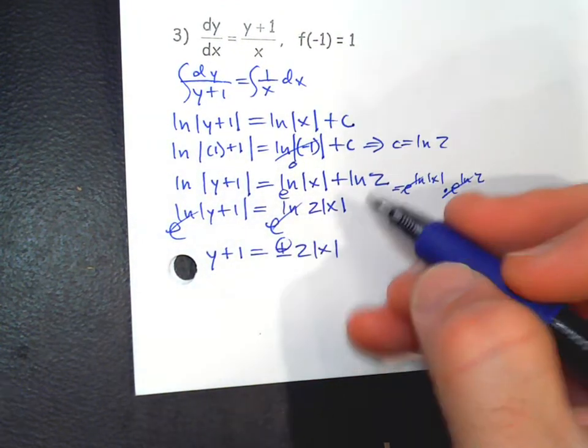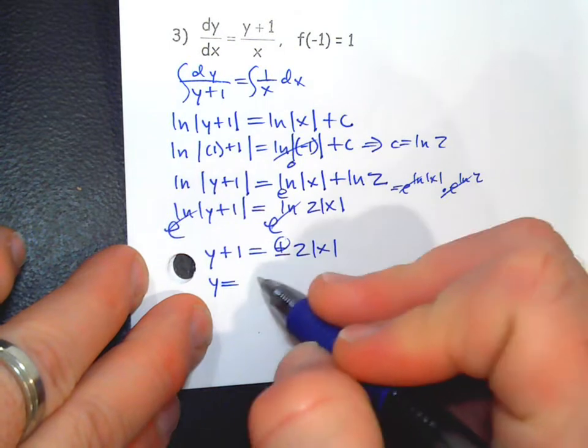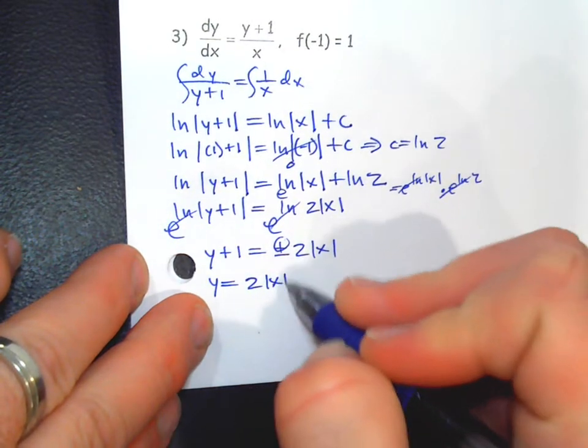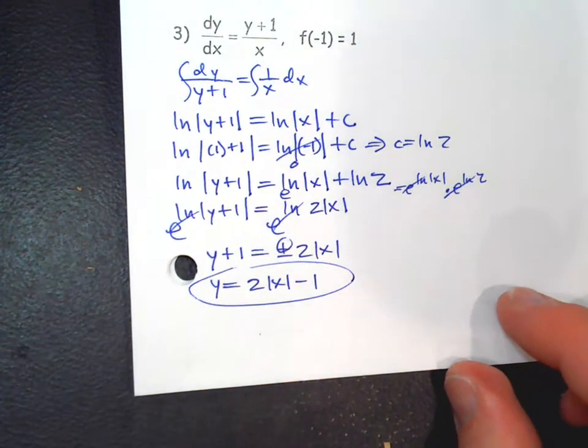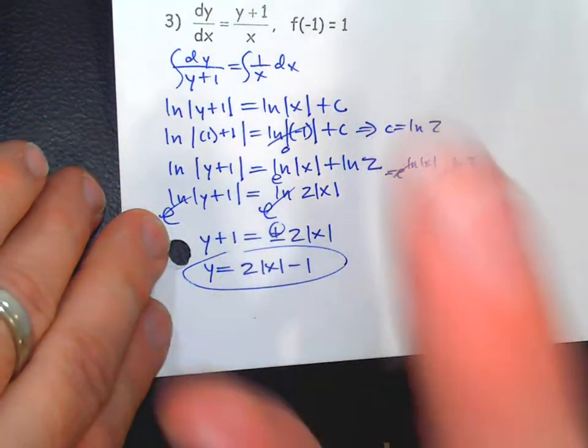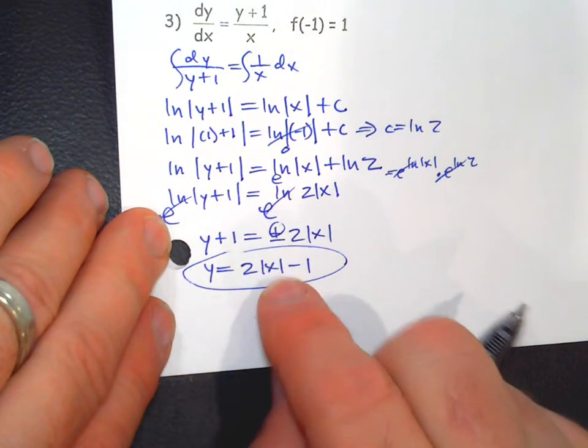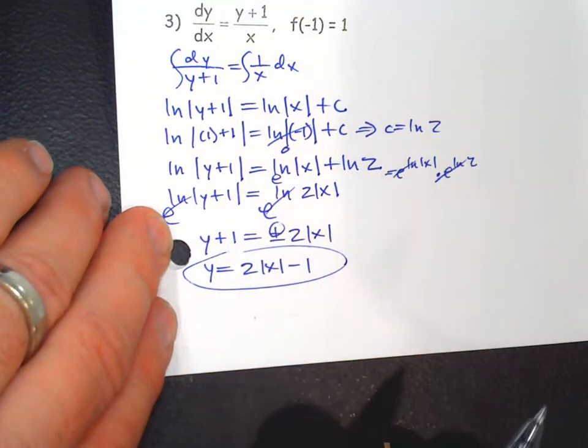It needs to be the positive one. So y equals 2 absolute value of x minus 1. Now, I'm telling you, anytime you have absolute values in the solution of the differential equation, you're for sure going to write your final answer without them, because I guarantee there's a corner there that you're going to have to break up your domain at.